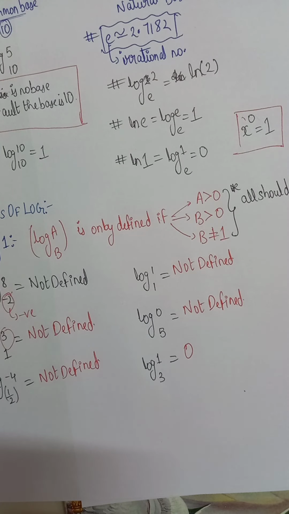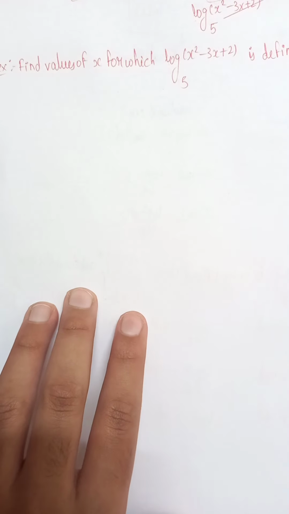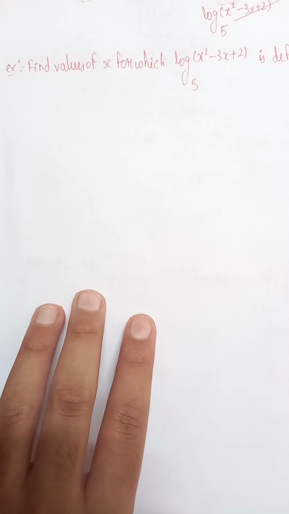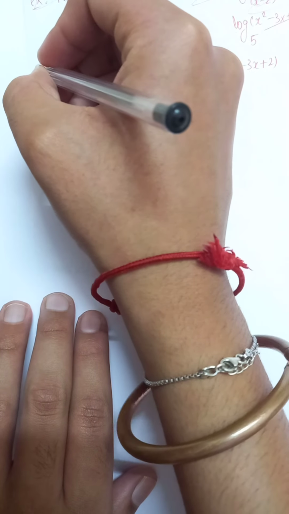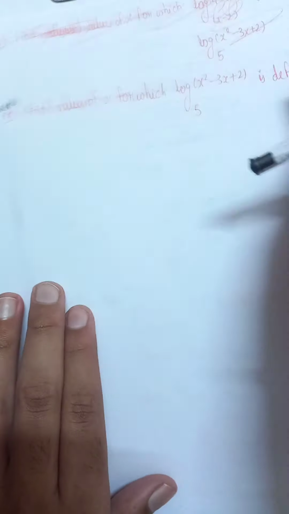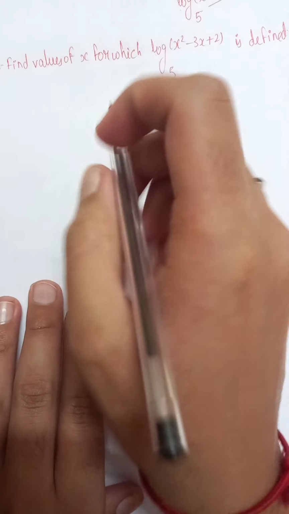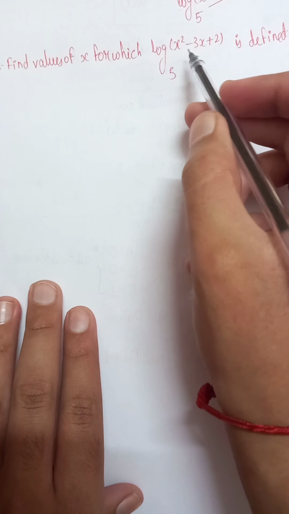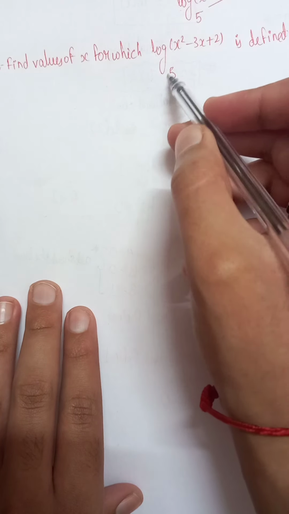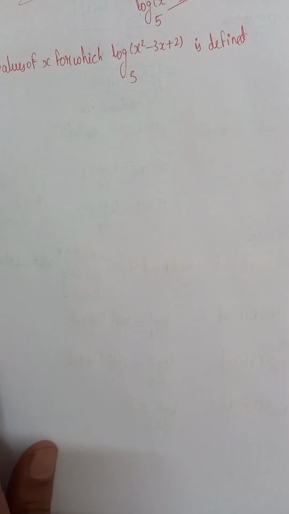Okay. I hope you understood all these concepts. This example is kind of important, so let me teach you how to solve this question, okay? Find the values of x for which log of x square minus 3x plus 2 to the base 5 is defined. So he's asking you to find the values of x, okay?